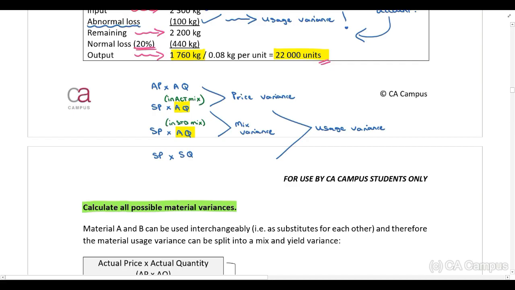All right. Then over here, the price is the same. So we're keeping the price the same. The only thing we're changing is the quantity. We are comparing the actual quantity to the standard quantity. So that's going to give us our yield variance. All right, it's a quantity variance, guys. The correct terminology is, this is a yield variance.